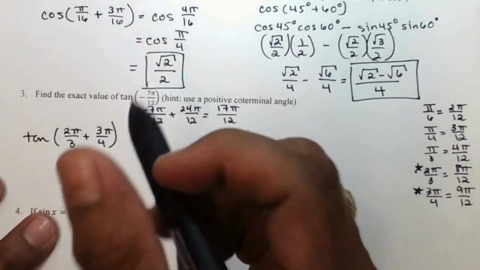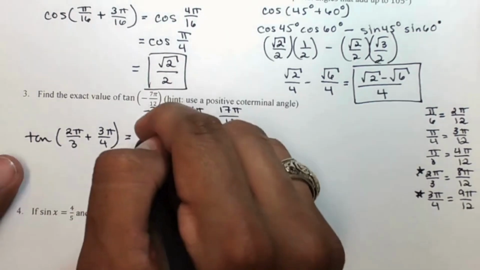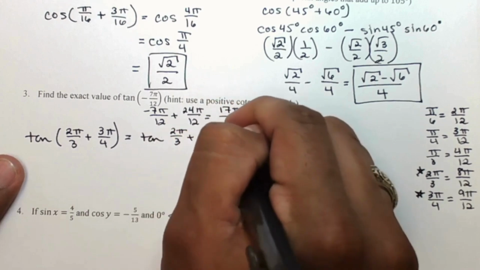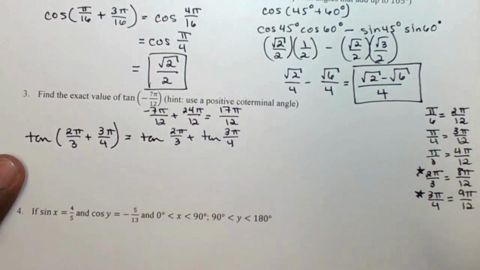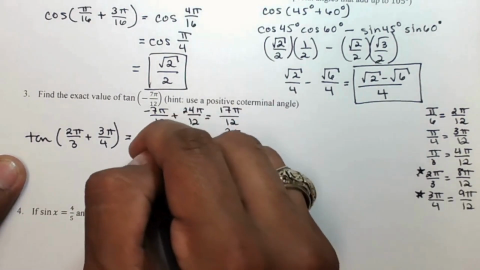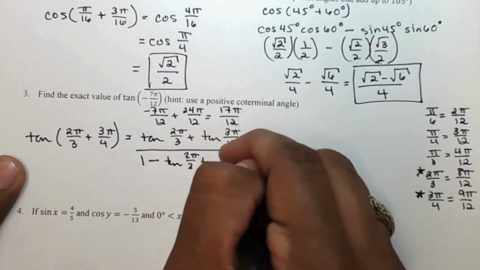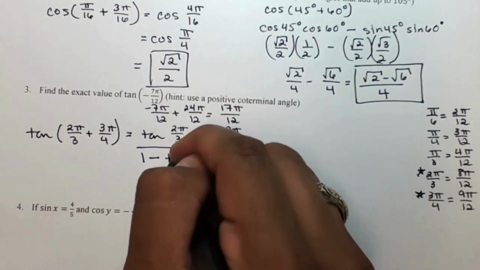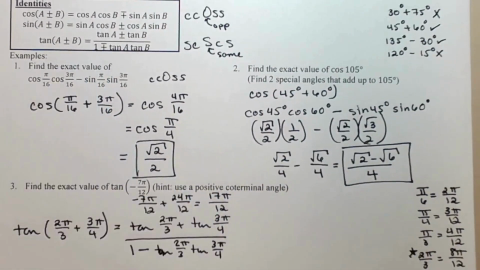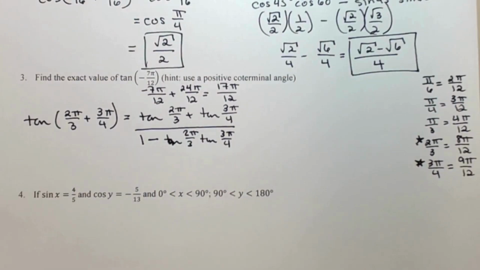So let's take this apart. If we're doing the sum identity for tangent, the numerator is just honestly them taken apart: the tangent of 2 pi over 3 and the tangent of 3 pi over 4, and then add them together because that's the same sign. The denominator is one with the opposite sign, and then you multiply those two together. So that is how we take apart and use the sum and difference identity for tangent. If this was subtraction, we would do subtraction up here and then adding on the bottom.